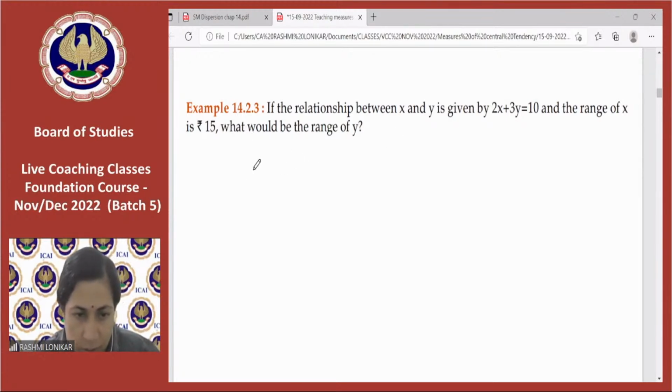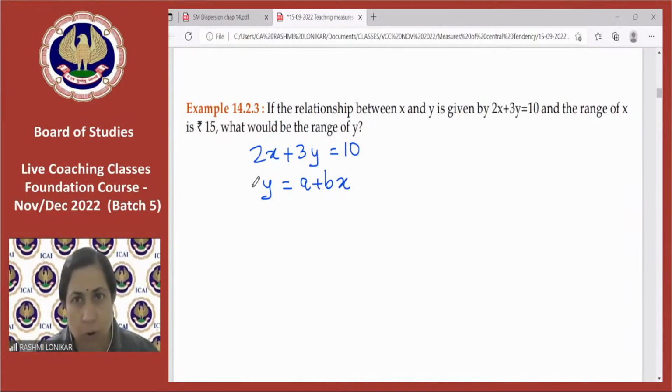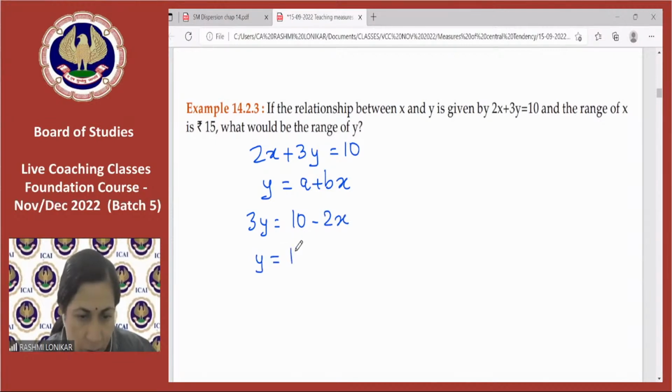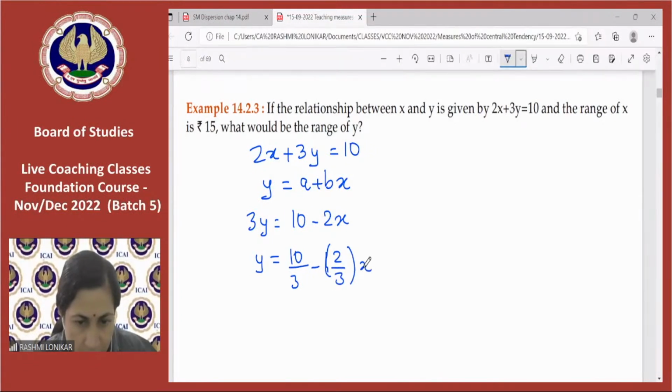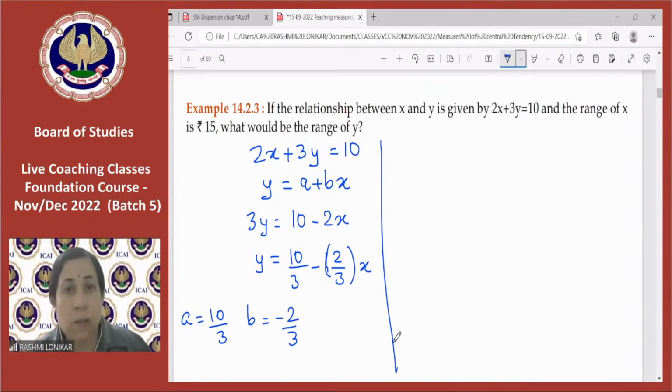Now, what have they given us? They have given us 2x plus 3y is equal to 10. How should my equation look? It should look like y is equal to a plus bx. I'll keep y on the left hand side and all the others on the right hand side. So 3y is equal to 10 minus 2x, so y is equal to 10 upon 3 minus 2 upon 3 x. This means a is equal to 10 upon 3, and b is equal to minus 2 upon 3.